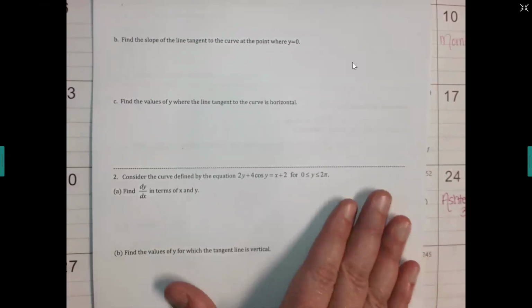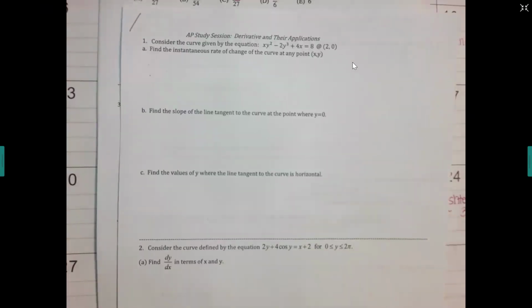Okay, let's go ahead and get started. So today we're still doing derivatives, but we're doing applications. So stuff like tangent lines, horizontal tangents, vertical tangents, and so on. So take a look at this first one. You'll notice all your X and Y stuff is on the same side.